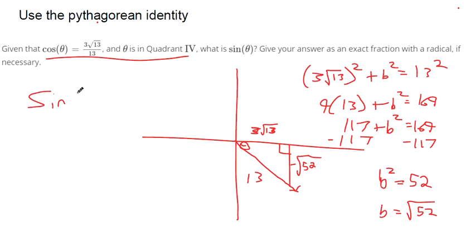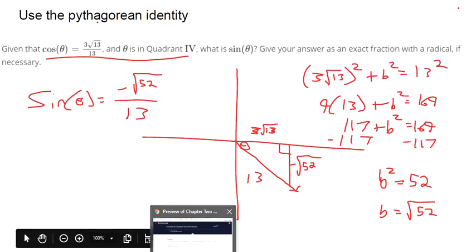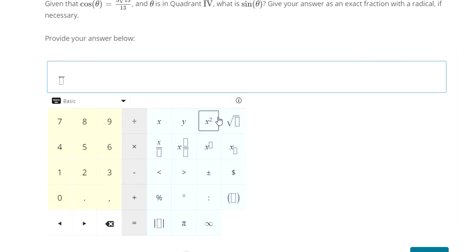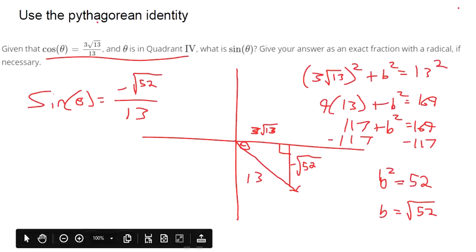Because now sine of theta is the opposite divided by the hypotenuse. And so that's it. That's our ratio. So negative square root of 52 over 13. Let me see if I get that question right here. Negative square root of 52 over, what did we say? 13.